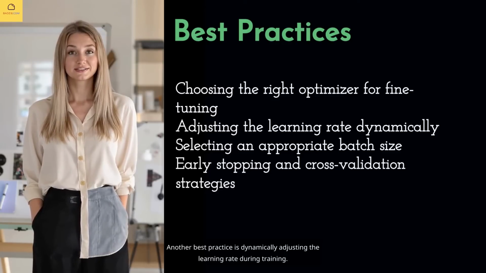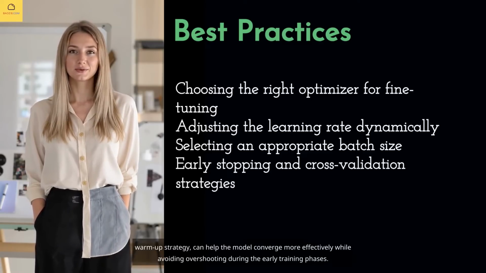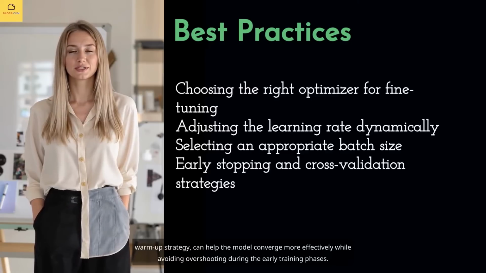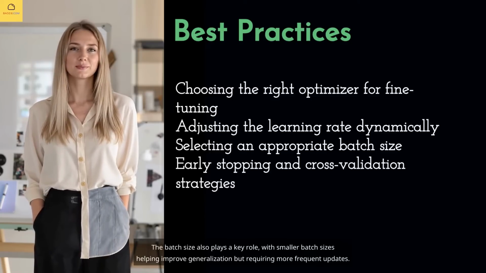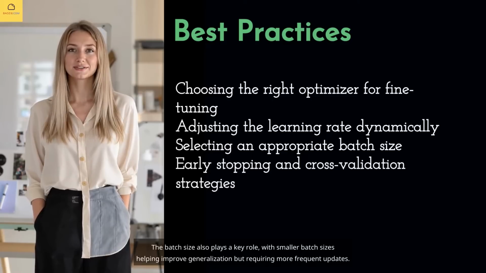Another best practice is dynamically adjusting the learning rate during training. A learning rate schedule, such as learning rate annealing or the warm-up strategy, can help the model converge more effectively while avoiding overshooting during the early training phases. The batch size also plays a key role, with smaller batch sizes helping improve generalization but requiring more frequent updates.